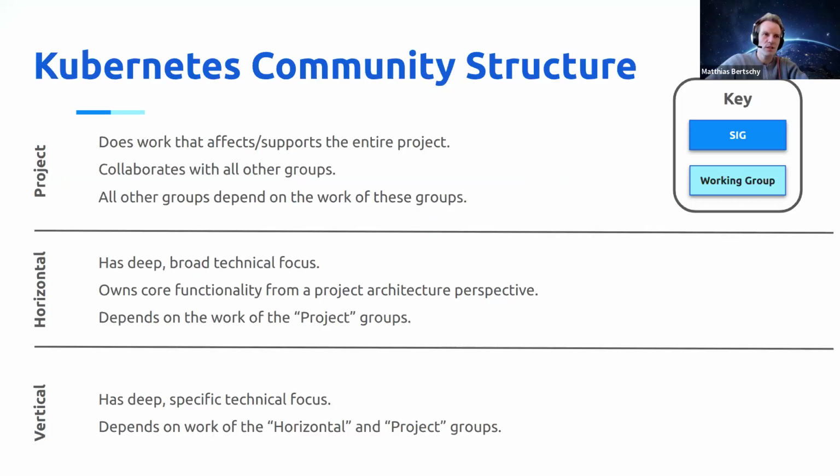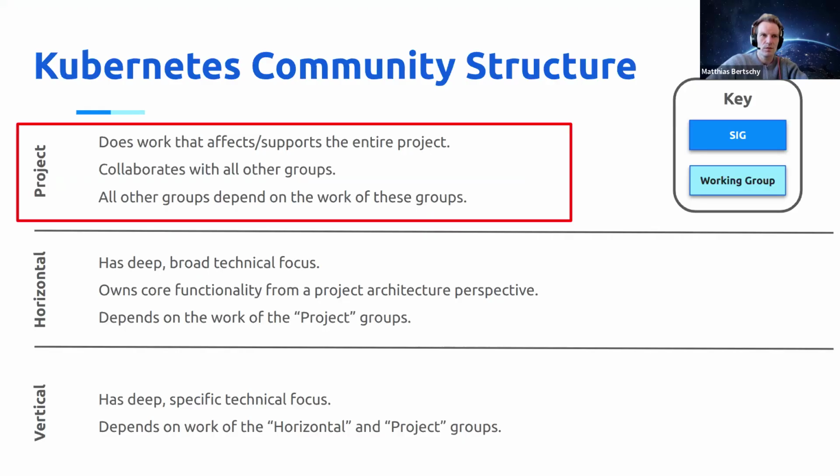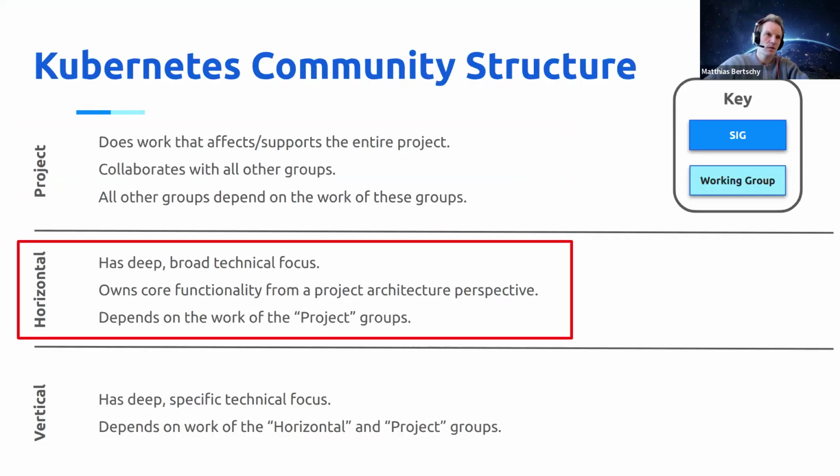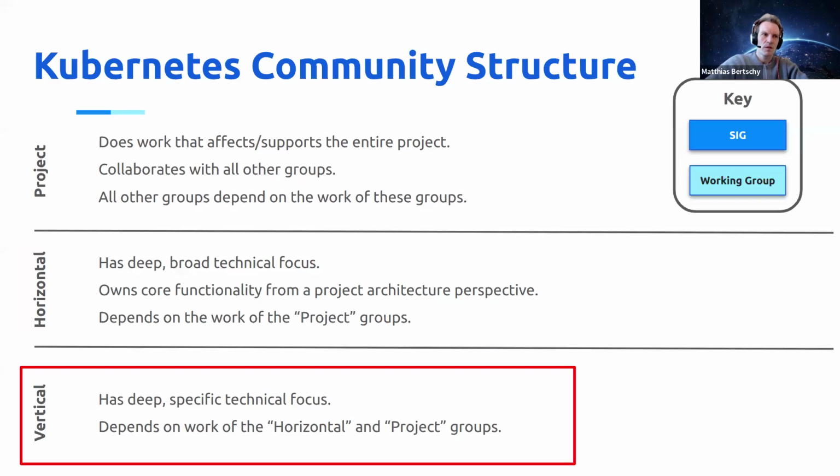We can also further group the SIGs and the working groups by their scope. Some groups operate at a project level, and all other work in the project depends on them. Other groups work at the horizontal level, which means that they have a technical focus that is deep and broad and owns core functionality from a project architecture perspective. And finally, vertical groups have a deep and specific technical focus that depends on the work of the horizontal groups. And of course, both horizontal and vertical groups depend on the work of the project groups.